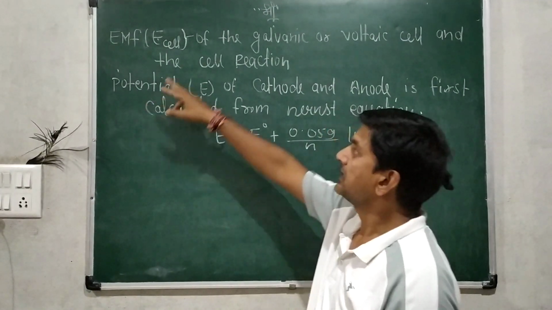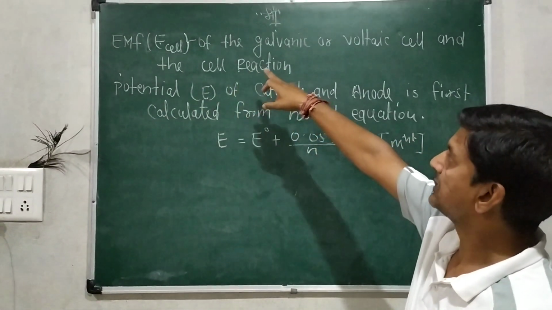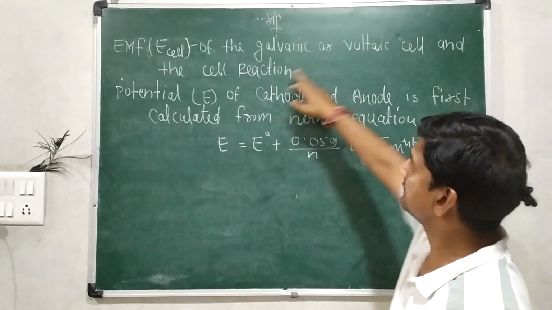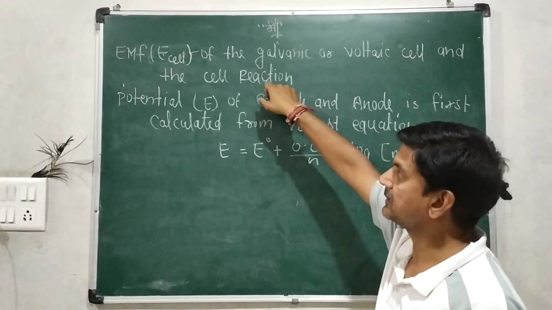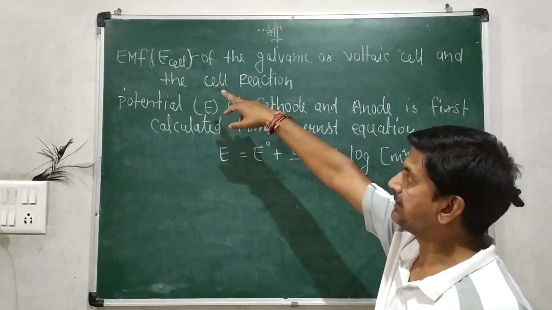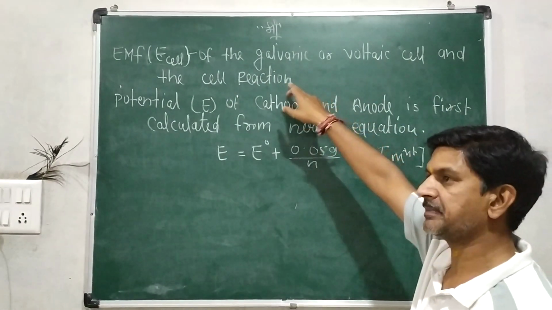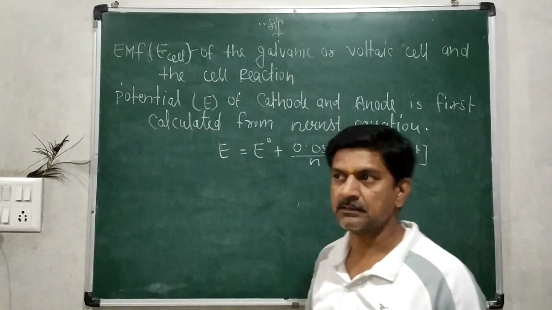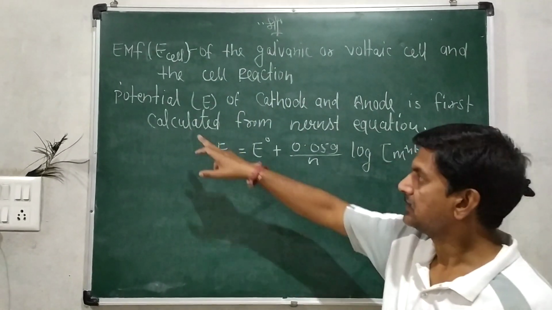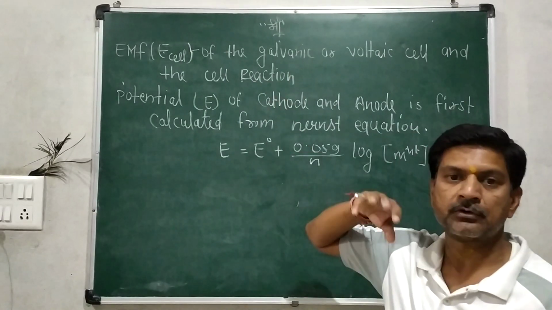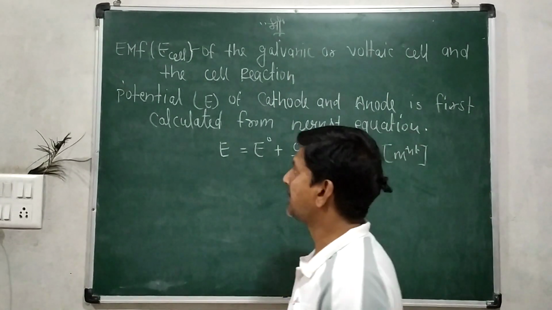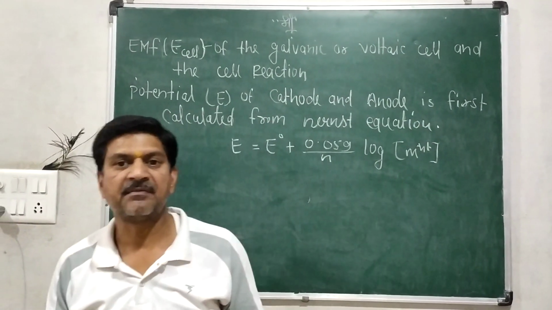Another topic is the EMF, electromotive force, of the galvanic or voltaic cell and the cell reaction. Fifth one, EMF of the galvanic or voltaic cell and the cell reaction. This is also an application of the electrochemical series. The potential of the cathode and anode is determined or calculated with the help of the Nernst equation.